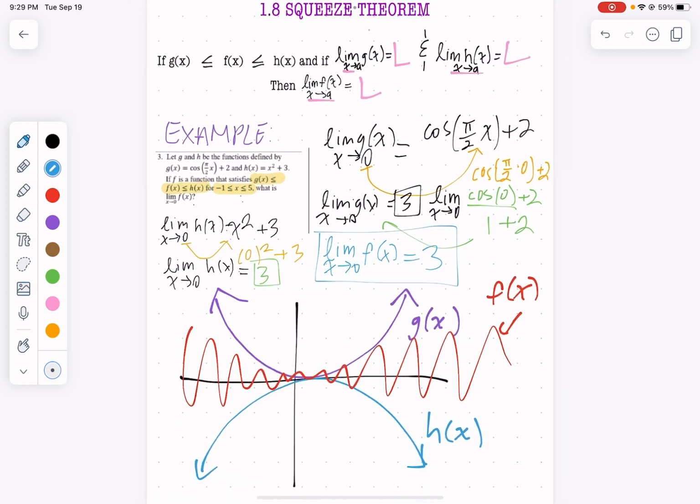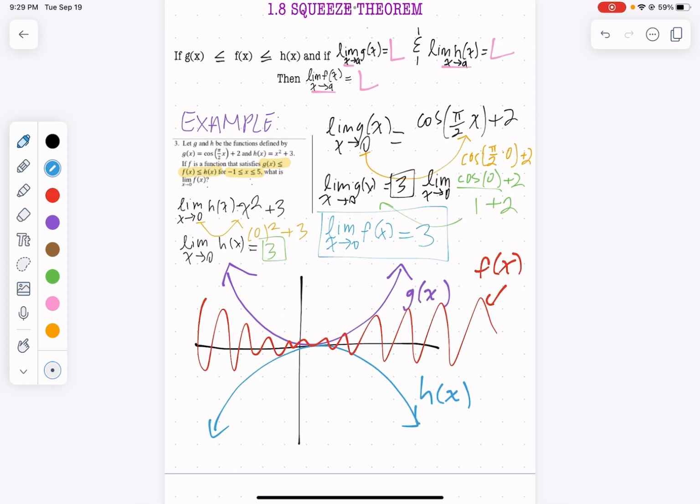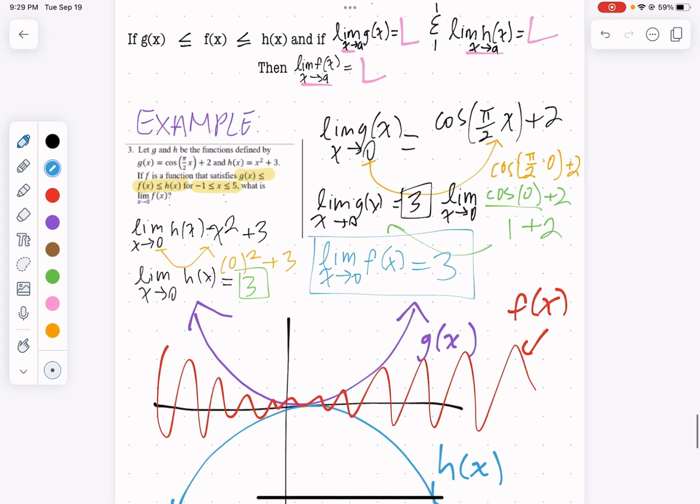I know it looks very messy, I apologize, but it's important to note that there will be times where you won't be able to determine the limit of f of x. Let's say the limit of g of x was found to be 5 and the limit of h of x was 7. This means the limit of f of x will be somewhere between 5 and 7, but there are basically an infinite amount of numbers in between, so it will not be able to be determined.